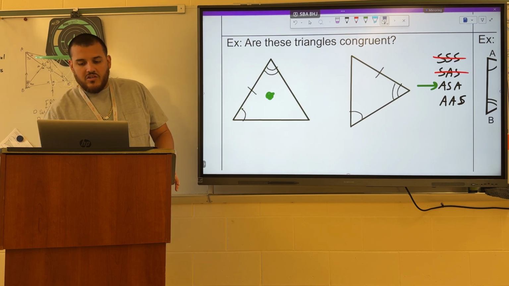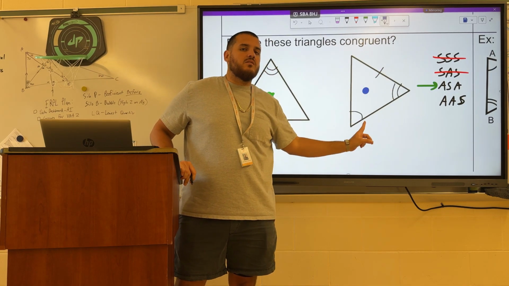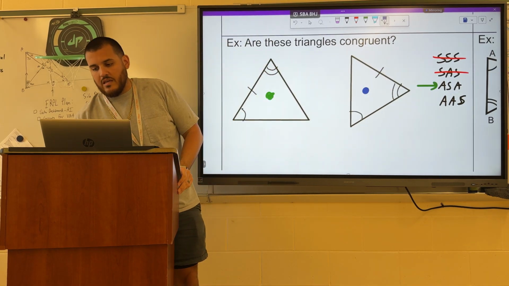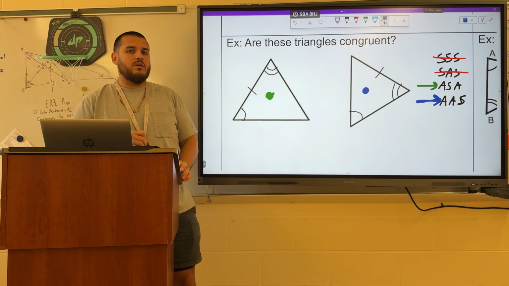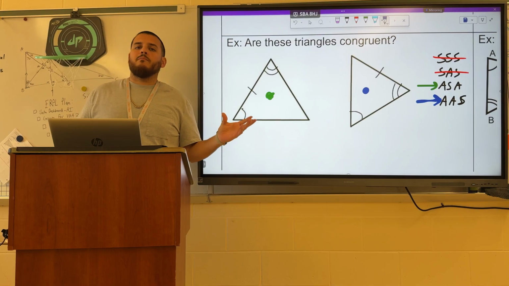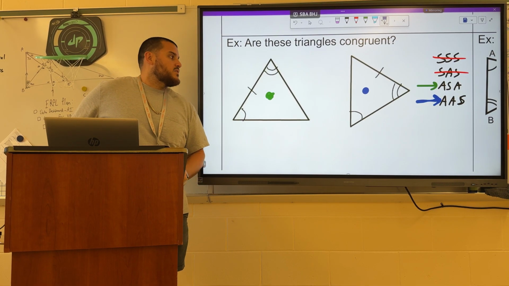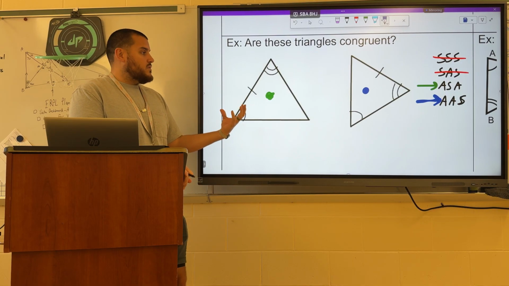However, in this triangle, that congruent side is not the included side of these two angles. So that would give us this theorem, angle, side. It is very important to note that we must have matching criteria to say that the triangles are congruent. So yes, angle, side, angle is a congruency theorem.